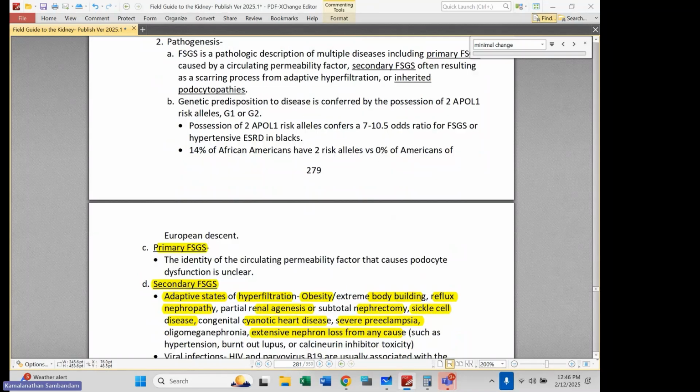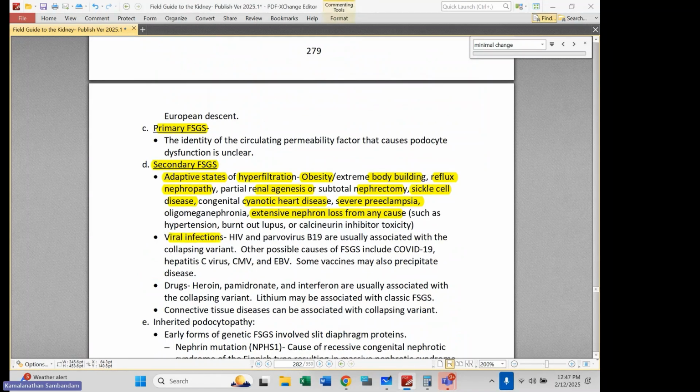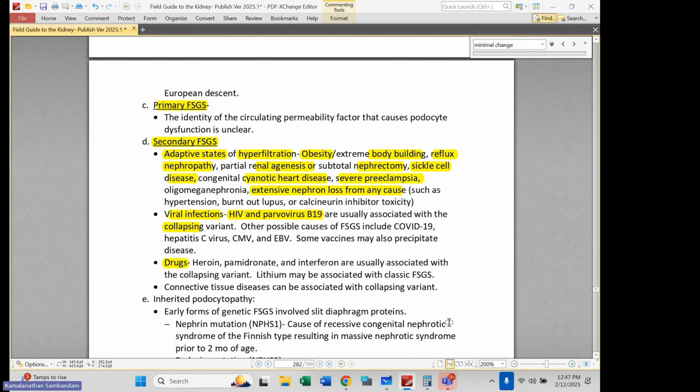The other is, and then I'll finish up the secondary FSGS, and then we'll go to primary FSGS. And we really only think about treating with immunosuppression when we're dealing with primary FSGS. Let's finish out the secondary FSGS category. Viral infections are associated with these and often are associated with the collapsing variant. This includes COVID, HIV, parvovirus. These are well described now as causes of FSGS, particularly the collapsing variant of FSGS. And there are other viral associations as well.